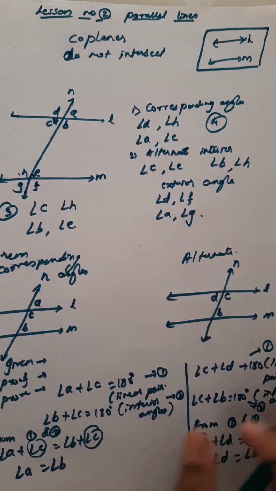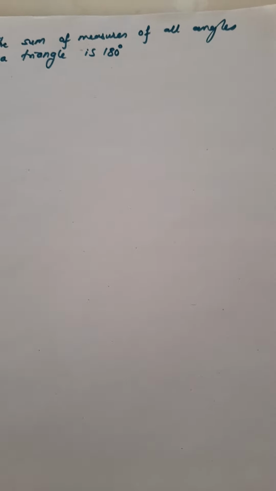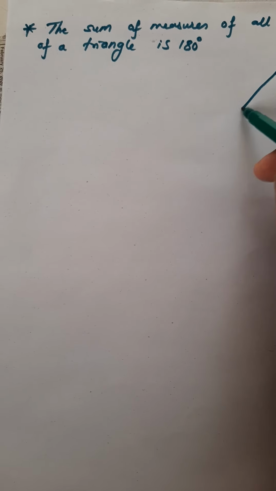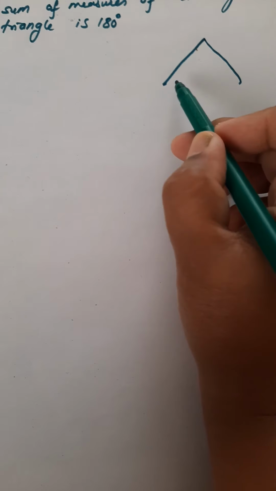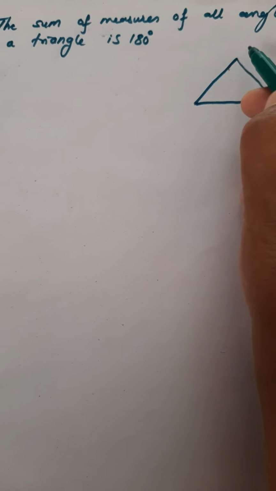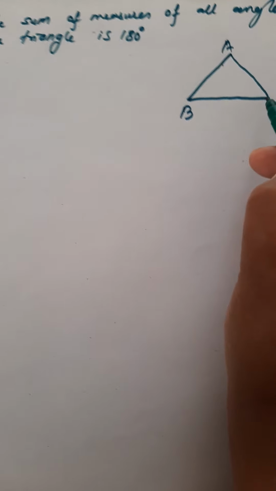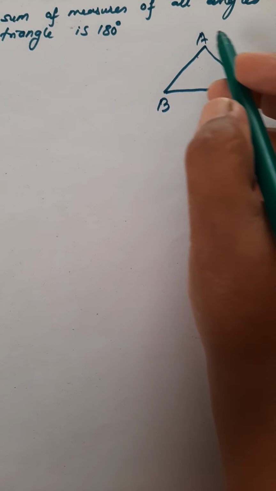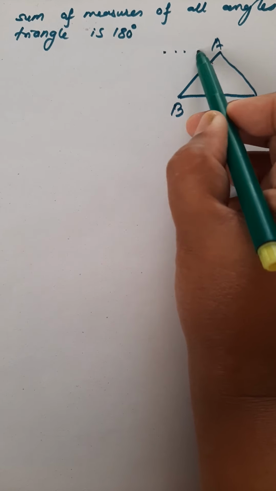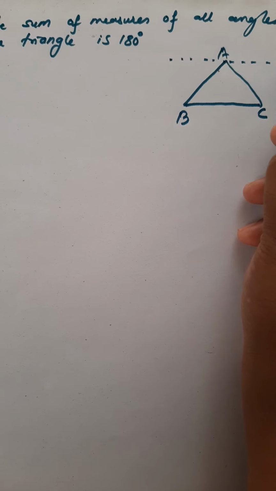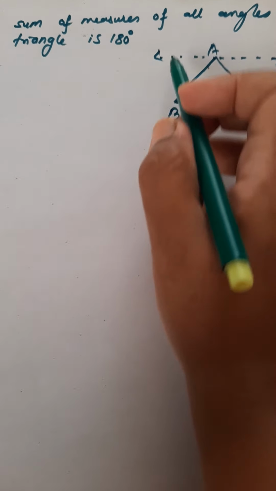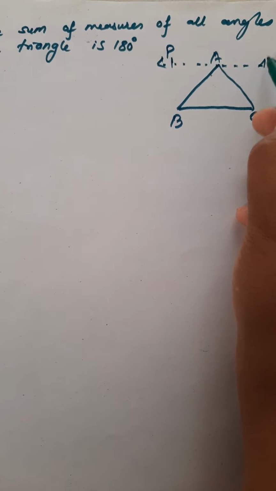Okay. Next point I will explain to you, that is the theorem. The sum of the measures of the angles of a triangle is 180 degrees. Now I will draw this as a triangle so that you can understand it easily. I will name it A, B and C. Now see, I will draw a line parallel to segment BC. I will name it as P and Q.